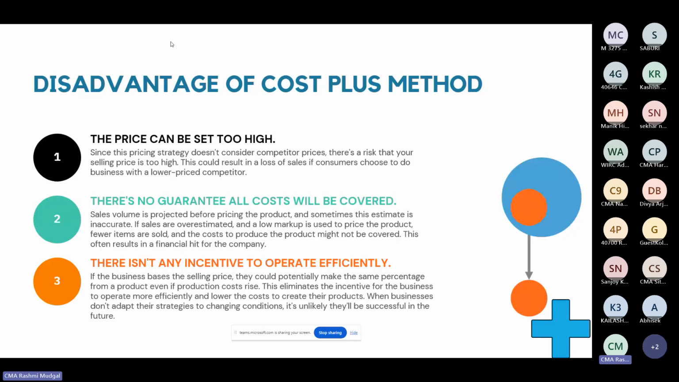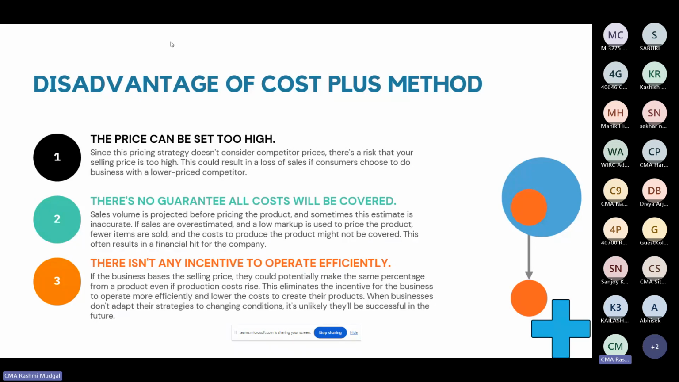They will not think of transparency and everything if they are getting a lower price product at the same quality. Since the pricing strategy does not consider competitor prices, there is a risk that you are setting selling prices too high. This could result in the loss of sales if consumers choose to do business with the lower priced competitor. There is no guarantee all costs will be covered.